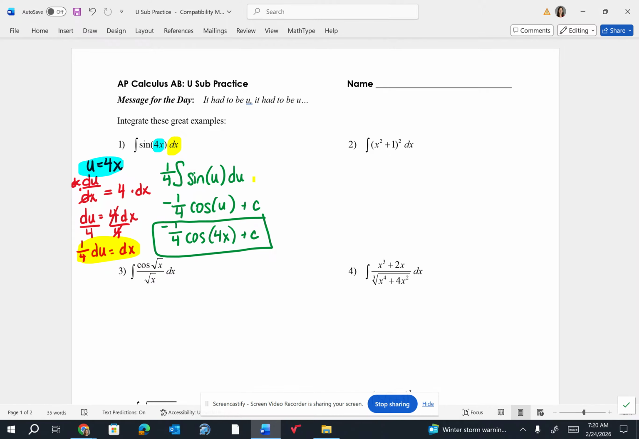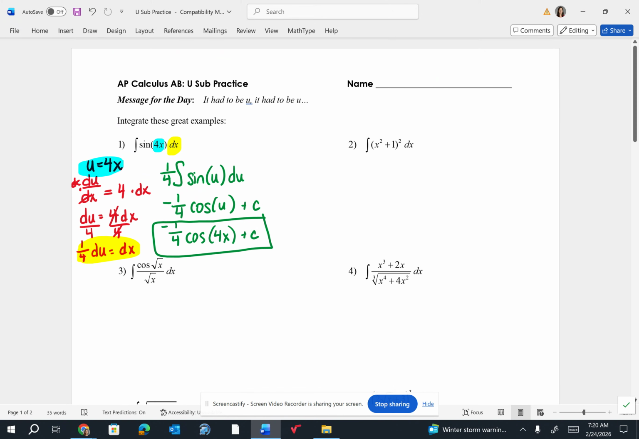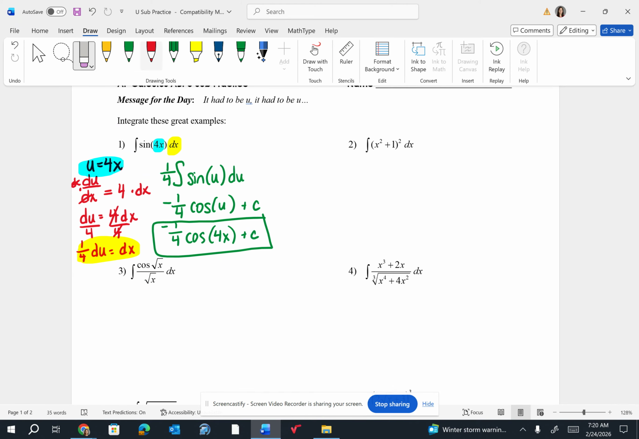It is possible that you could do this one without doing u substitution, because you know that the antiderivative of sine is negative cosine, and because of that 4x, you would know that you would need to multiply by a 1/4. So this is an example where I think the u substitution is probably an optional strategy, and you could have done it a different way as well. Okay, let's take a look at the next one.